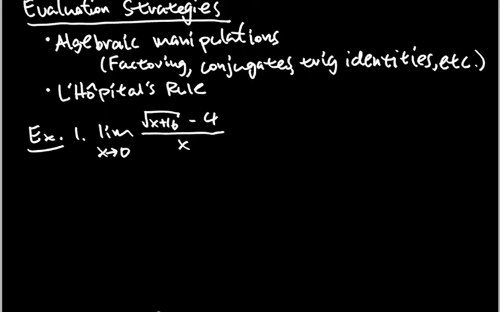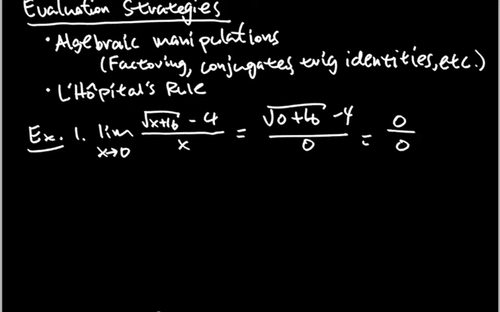Alright, so the first thing that you always want to do with a limit is try what's called direct substitution. And what is that? That is literally directly substituting this value into x. So if we do that, then we get the square root of 0 plus 16, minus 4, divided by 0. You can pretty easily see that this becomes 4 minus 4, which is 0, divided by 0. Okay, indeterminate form.